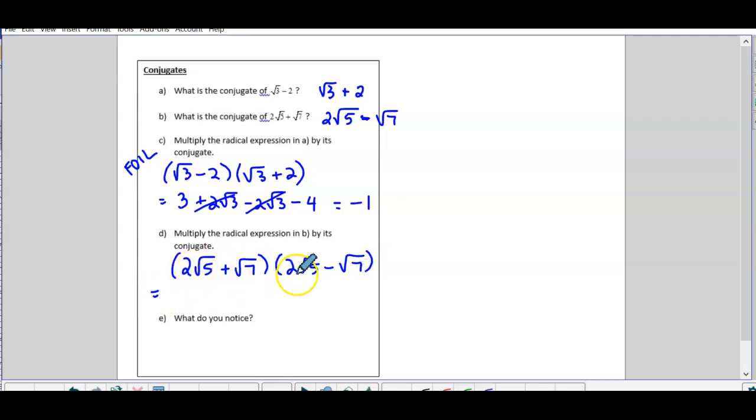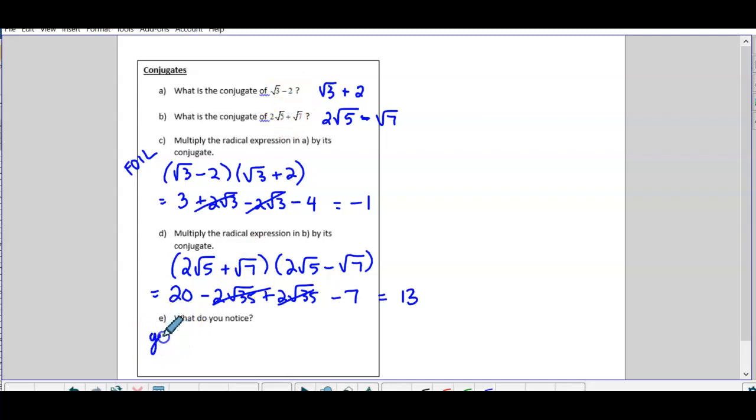So 4 times root 25, which is 4 times 5, is 20. Minus 2 root 35 plus 2 root 35 minus 7. Those add to 0. So what you'll notice is these two terms always add to 0. So what you end up with is the first term squared minus the second term squared. So first term squared is 20, second term squared is 7, subtract, you get 13. First term squared is 3, second term squared is 4, subtract, you get negative 1.